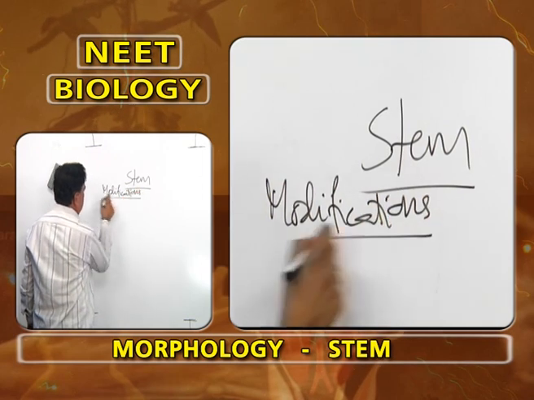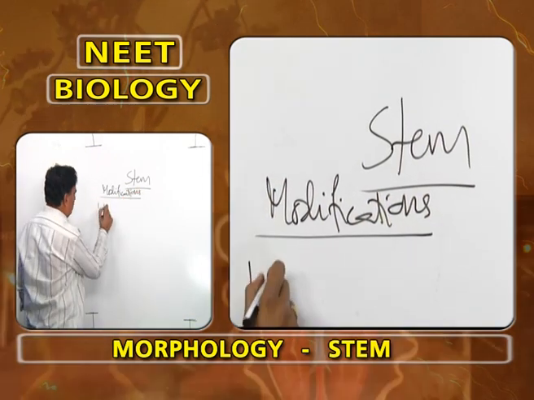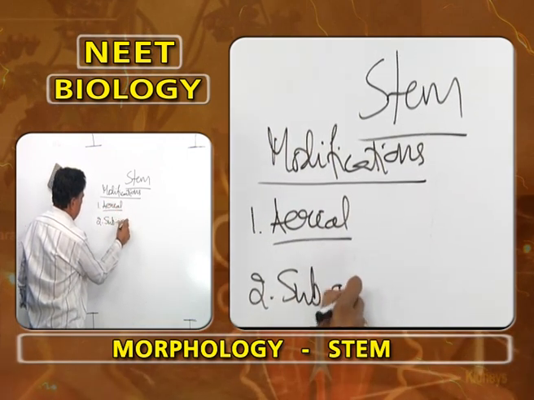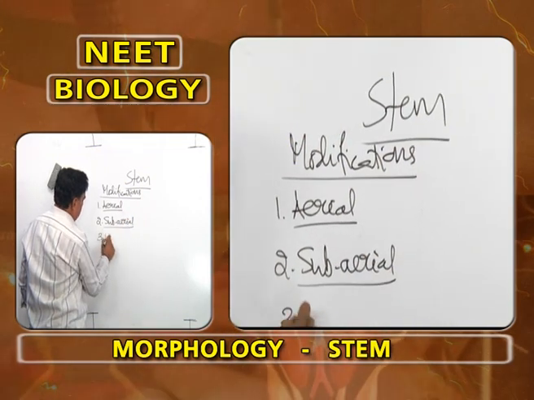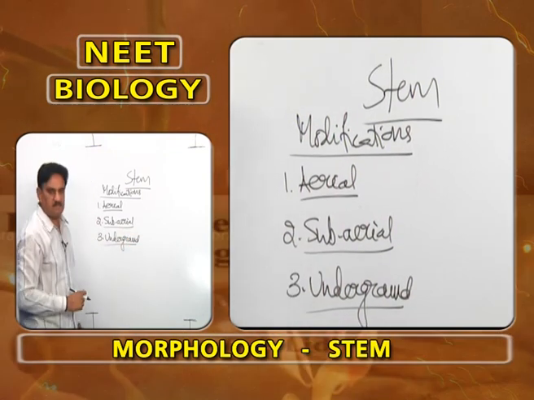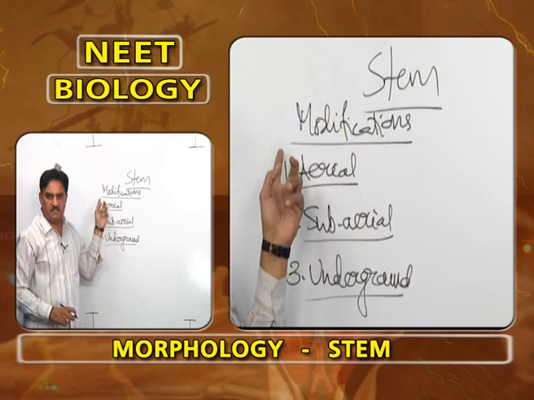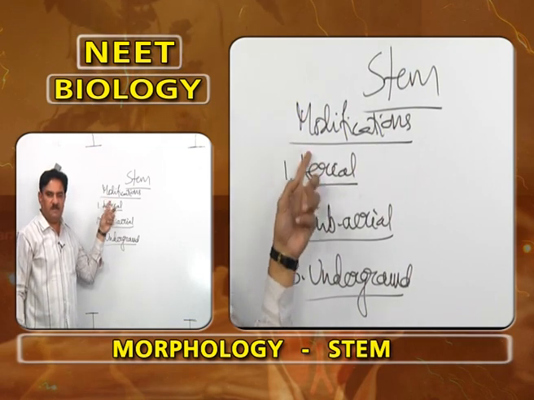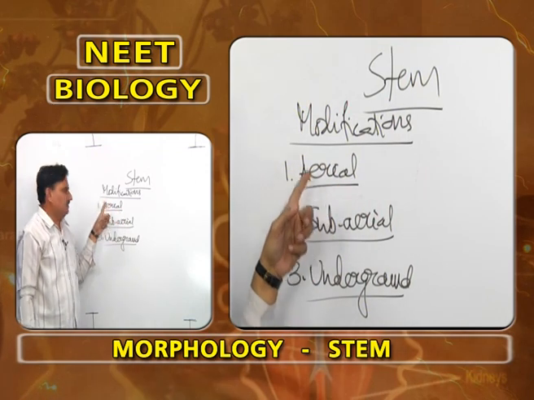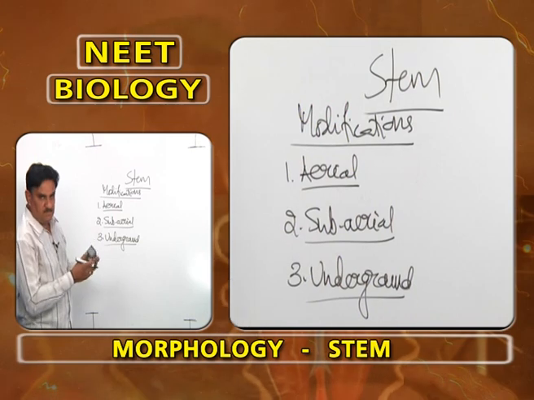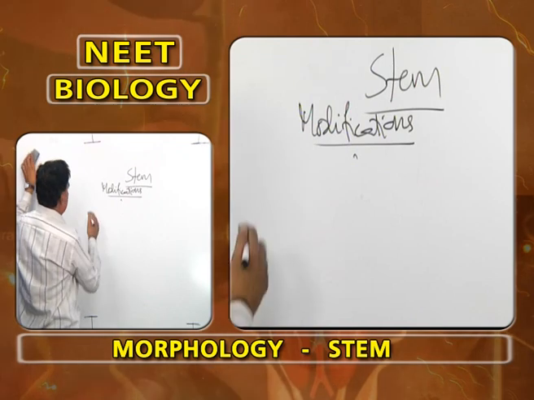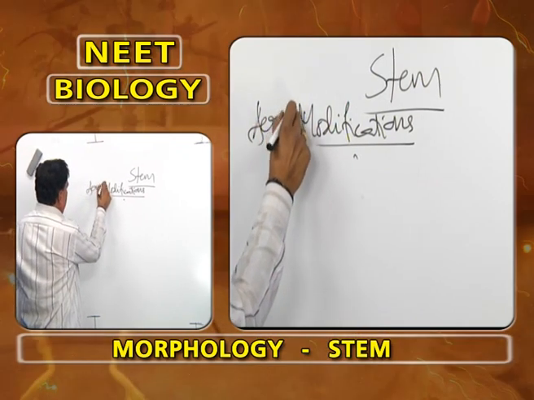All the stem modifications are broadly divided into three types. 1. Aerial stem modifications. 2. Subaerial stem modifications. 3. Underground stem modifications. Any permanent change in the stem to store food material, to perform a specific function, to provide mechanical support, whatever it may be, is very popularly called modification.